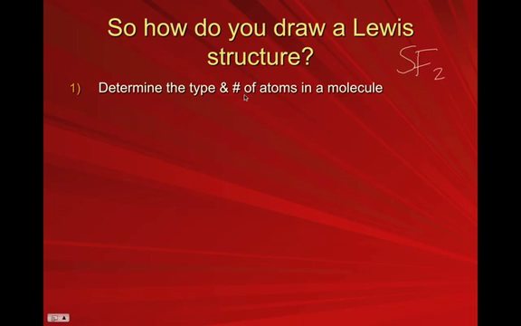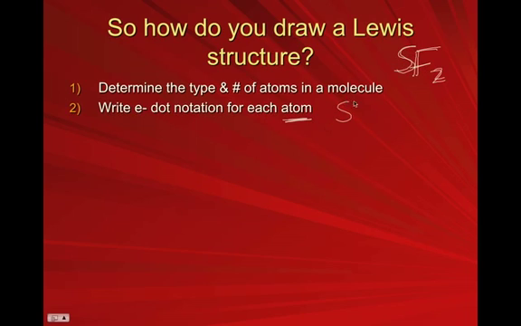First of all, you need to determine what type of atoms and how many atoms you have in a molecule. So I'm going to say, I have 1 sulfur and 2 fluorines. Step 1 done. Step 2, write the electron dot notation for each atom, not each element, each atom. So sulfur and 2 fluorines. Sulfur has 6 electrons. Each fluorine has 7.